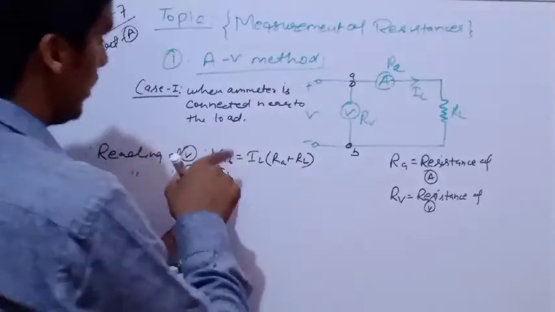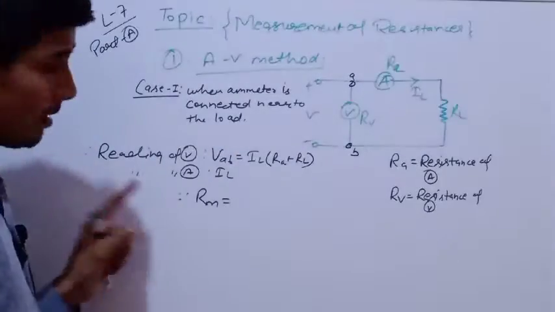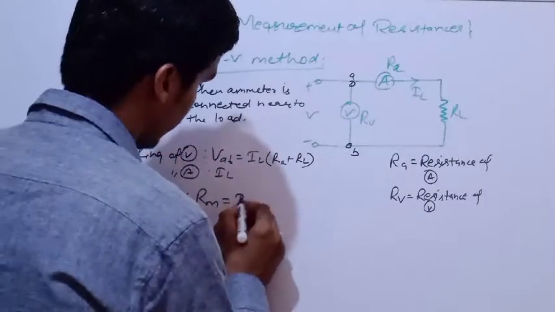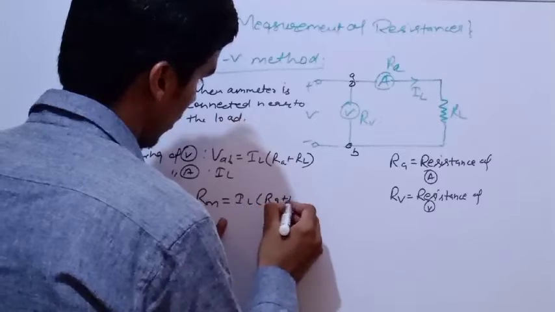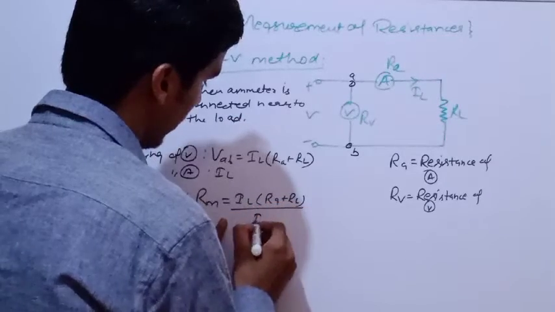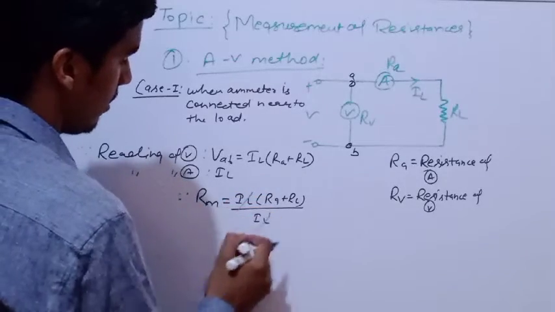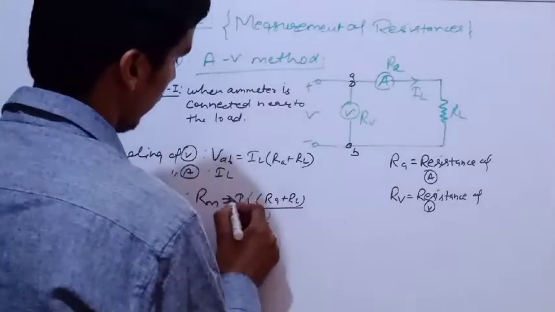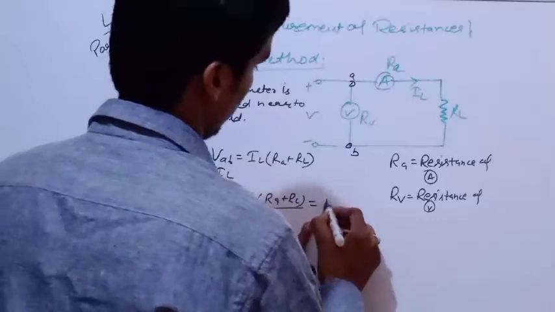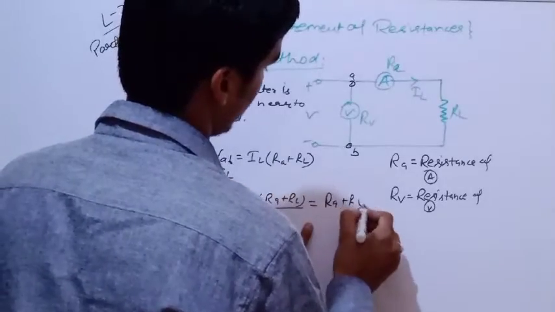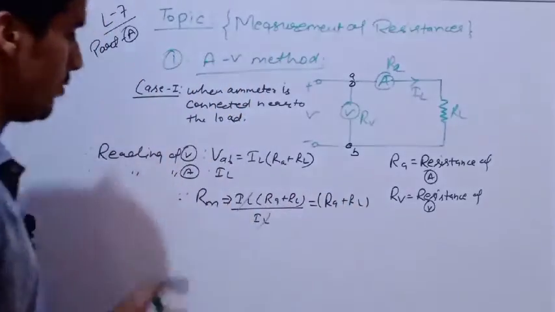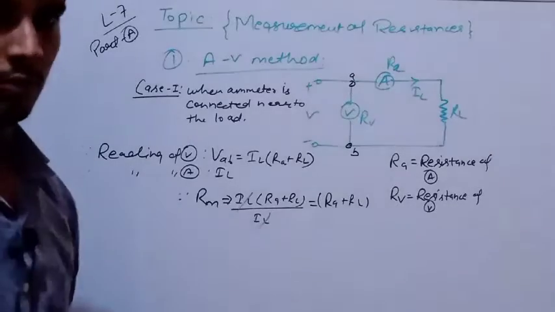The measured value will be the reading of the voltmeter and the ammeter. So it will be (IL RA plus IL) divided by IL. IL and IL will get cancelled. Okay, so you will get the value of RA plus RL. So this will be the measured value, but this is not the true value.